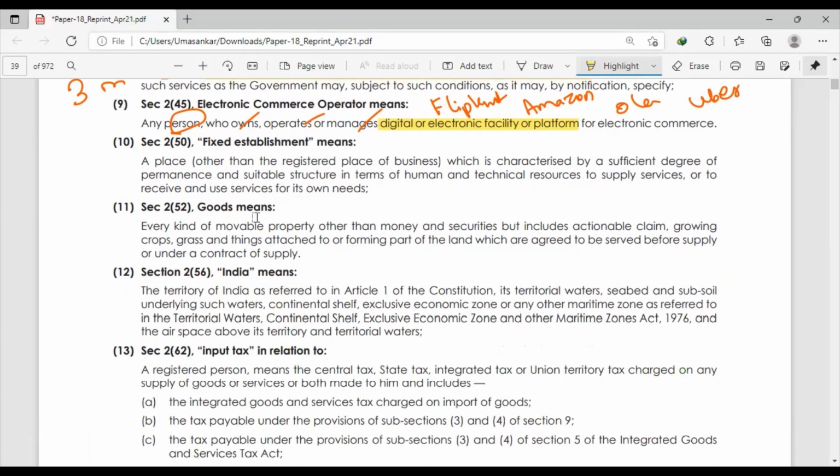Now, what do you mean by fixed establishment? Fixed establishment means, suppose I am conducting the business in Orissa or Andhra Pradesh.